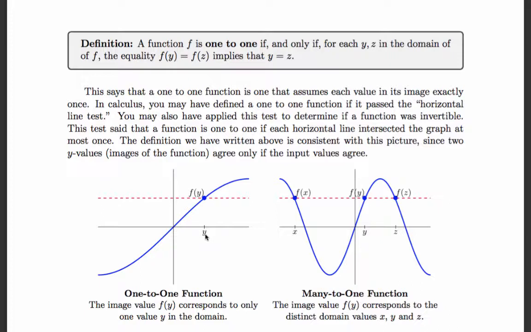If you look at the function to the right, f of x, f of y, and f of z are all equal, but x, y, and z are not equal. So this is not one-to-one, it's many-to-one. In fact, in this domain we're looking at, for this particular value, it's 3-to-1. Three different values get mapped to one same value. It would fail what you might call the horizontal line test.